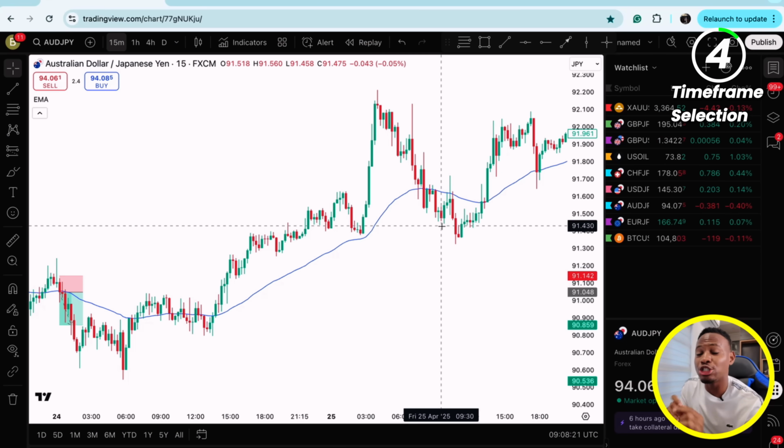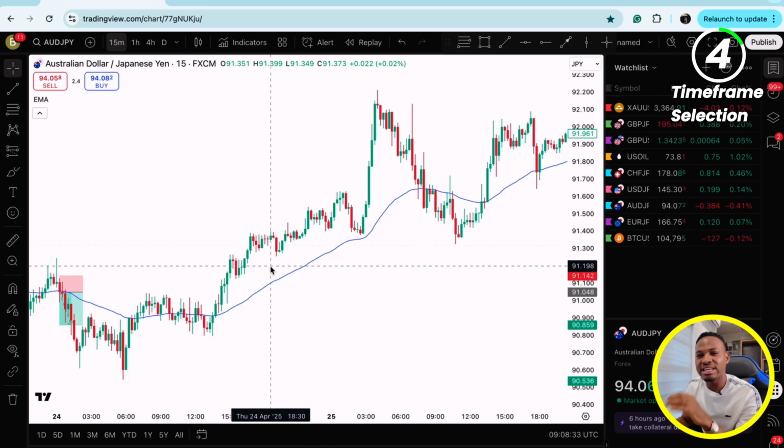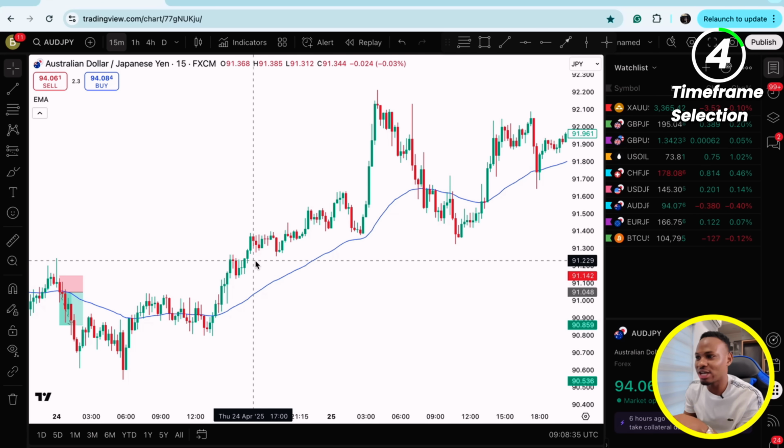Just as you can see, this is a trend following system that I've already taught you, right? So that means you can only use this system when the market is trending, not when it is ranging or in a consolidating range. All right. Now the next thing is, how do we know when the market is trending? That's why it's important to go to a higher time frame to be able to tell the bigger picture.